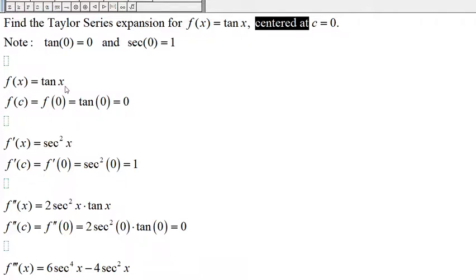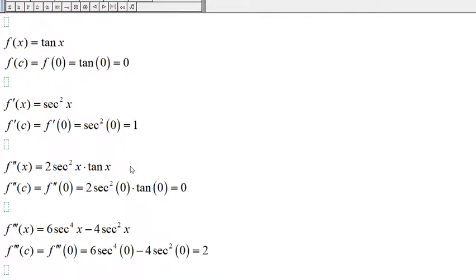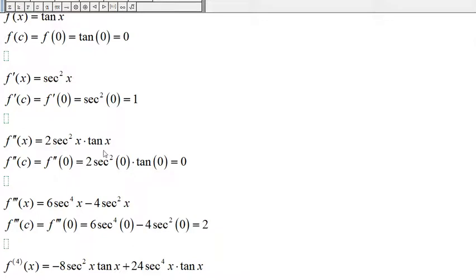So the function is tangent of x, and if we evaluate it at 0, we get 0. The derivative of tangent of x is secant squared of x, and evaluating at 0, we get 1. The second derivative, which is the derivative of secant squared, is going to be 2 secant squared times tangent of x, and evaluating at 0, this will be 1, this will be 0, so we get 0.